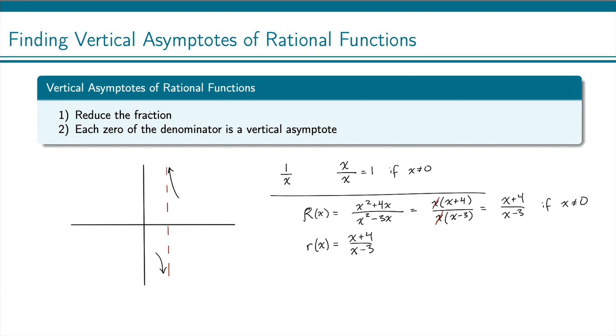And now that I've reduced my fraction as much as I can, I look at the zeros of the denominator. So I look at this denominator, x minus 3, and I find its zeros, meaning I set it equal to 0 and solve for x, and I get x equals 3. That is the 0 of the denominator. It's the only one. So this is a vertical asymptote of that original function. So it's a very basic, simple process, but it's important to understand why: just because you're dividing by 0 doesn't mean that something blows up, because your numerator might be getting close to 0 as well.